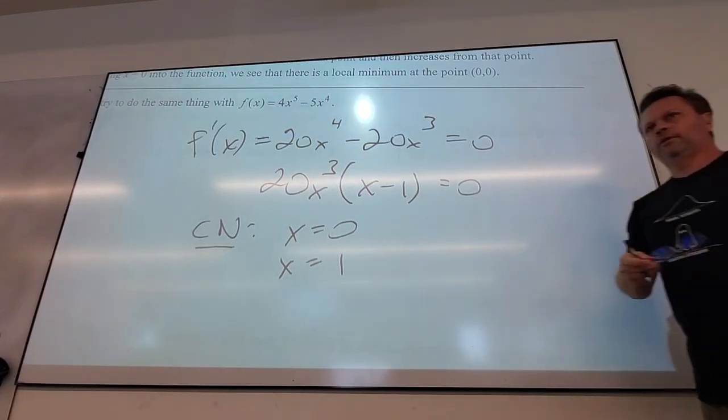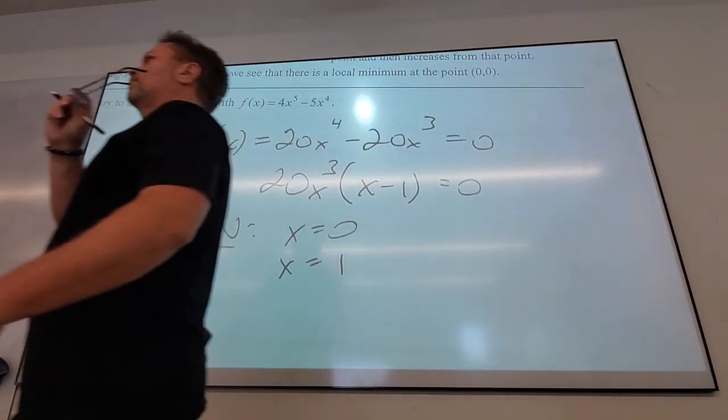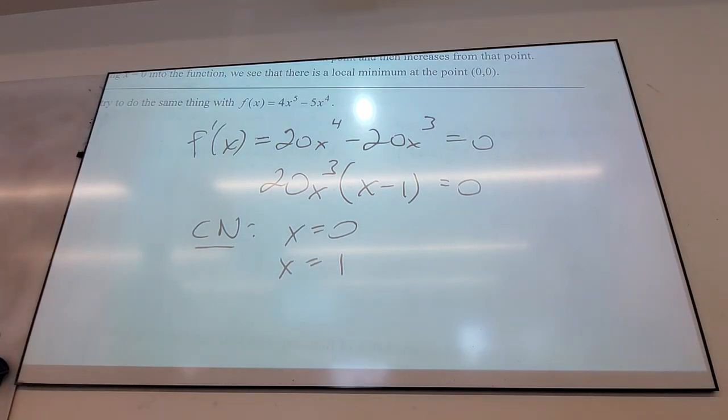Remind me, what do those mean in terms of the graph? Possible turning points, possible local extrema. I don't know if it's the graph faking me out yet. I have to investigate that. And how do we investigate that? We create a number line, a sign diagram. Go ahead and do that.